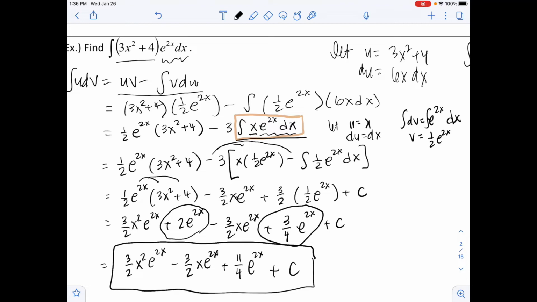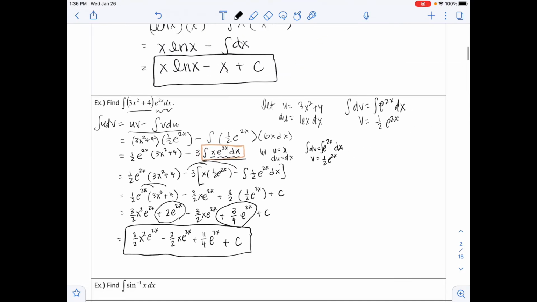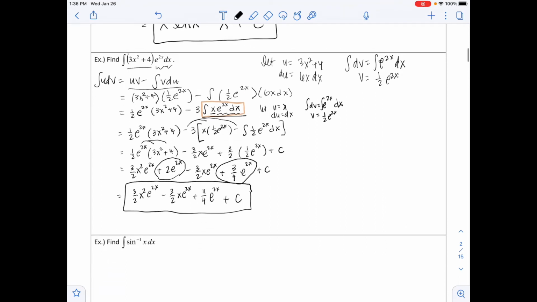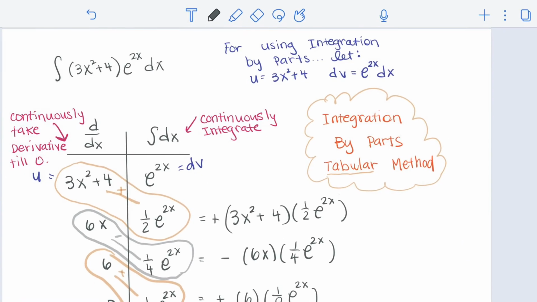So we used integration by parts twice for this problem, and this is usually the most that we will do integration by parts. There's also another method of integrating by parts when you have to do this more than once, and it's using a table method.